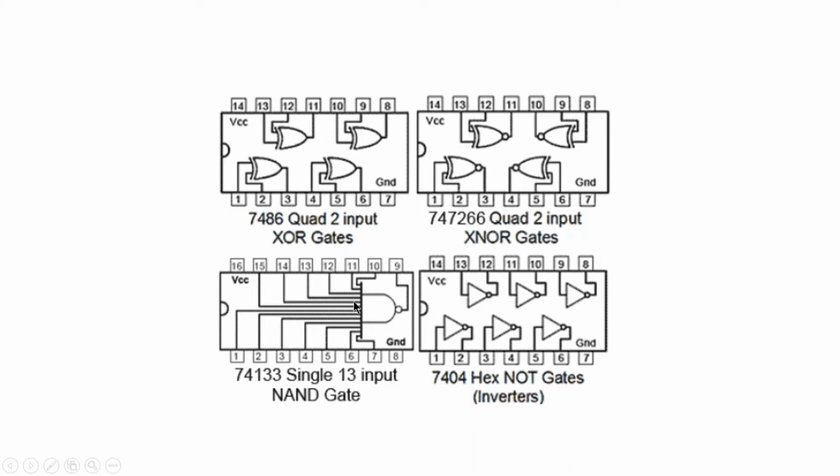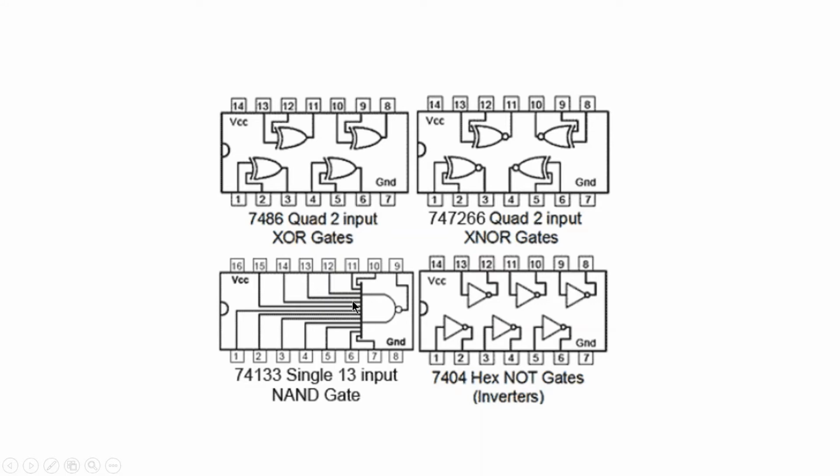Then we have a 13-input NAND gate. It will have 13 inputs. Pins 1 to 7 will be inputs from this side, and pins 15 to 10 are the inputs from this side. Pin number 9 is the output. In this case, there are 16 pins, so please remember that. Pin number 16 is VCC and pin number 8 is grounded. You need to remember this separately, though this IC is not used much.